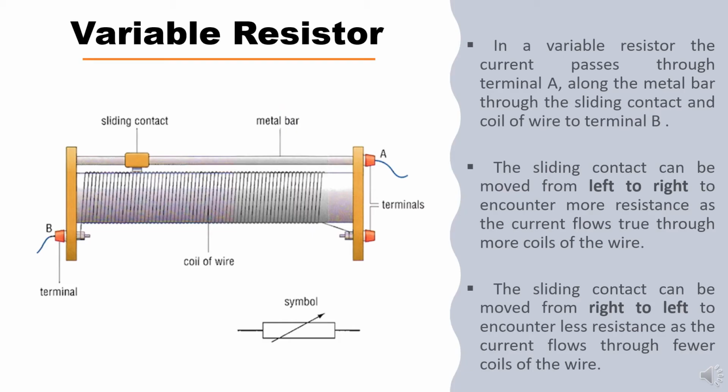Variable resistor. In a variable resistor, the current passes through the terminal A along the metal bar through the sliding contact, the coil of wire, to terminal B. The sliding contact can be moved from left to right to encounter more resistance, as the current flows through more coils of the wire. The sliding contact can be moved from right to left to encounter less resistance, as the current flows through fewer coils of the wire.